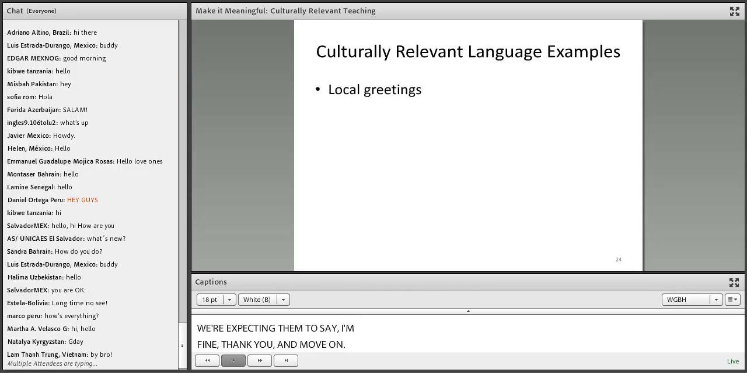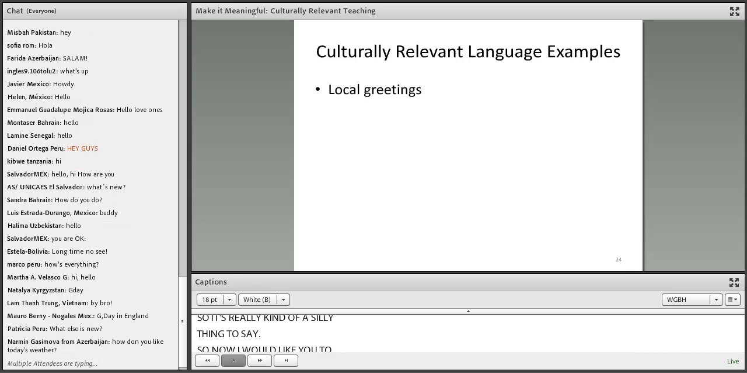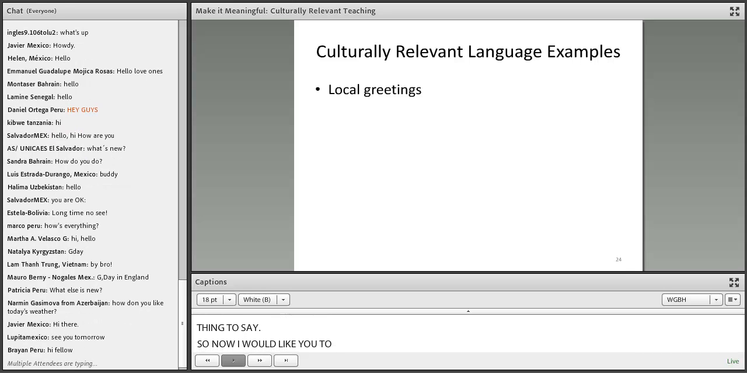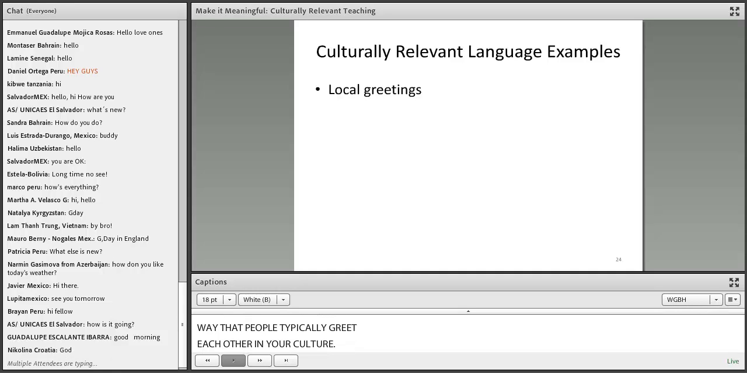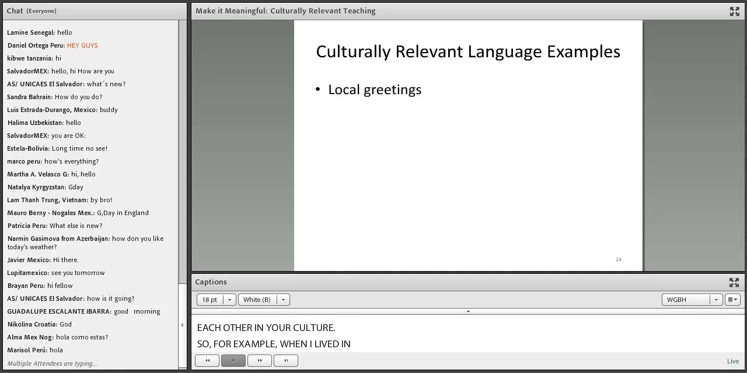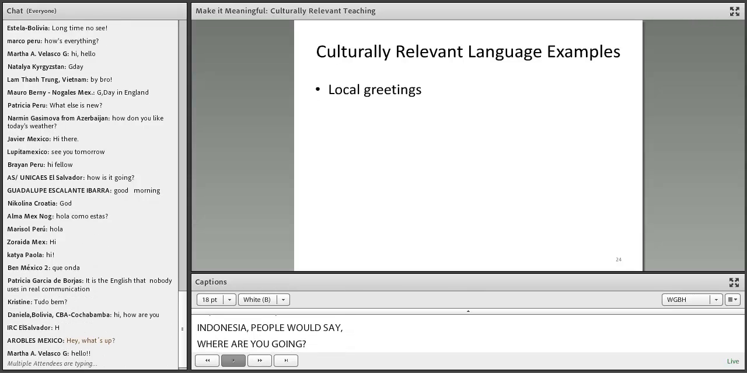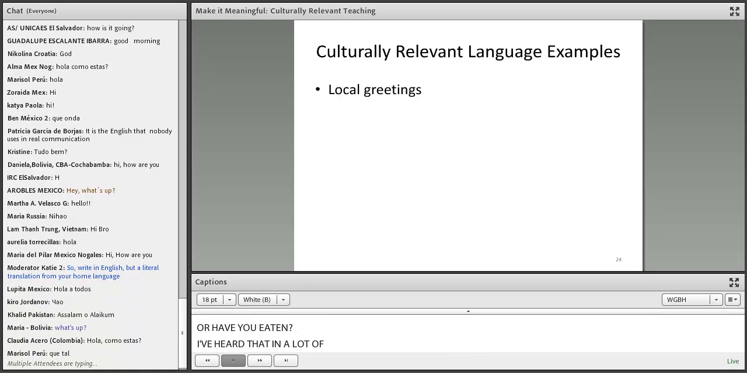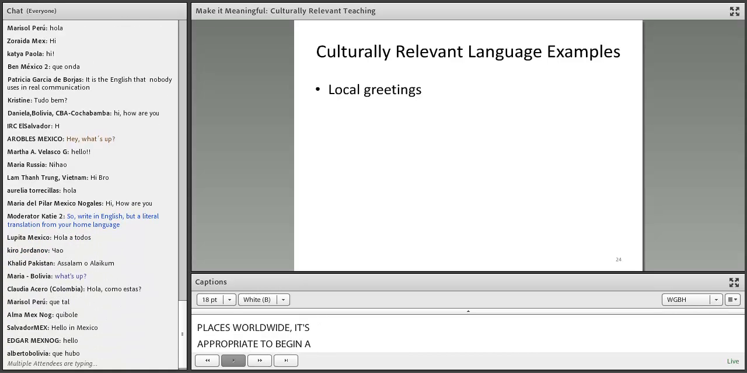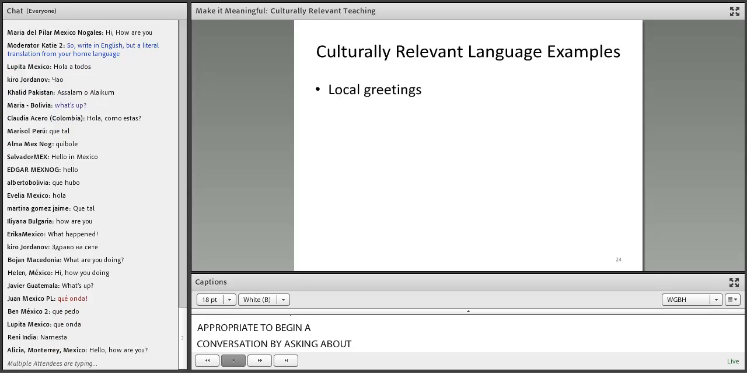So now I'd like you to please enter into the chat box a translation in English of the way that people typically greet each other in your culture. So for example, when I lived in Indonesia, people would say, where are you going? Or have you eaten? I've heard that in a lot of places worldwide, it's appropriate to begin a conversation by asking about people's families. So let's see. What do you say in your culture?